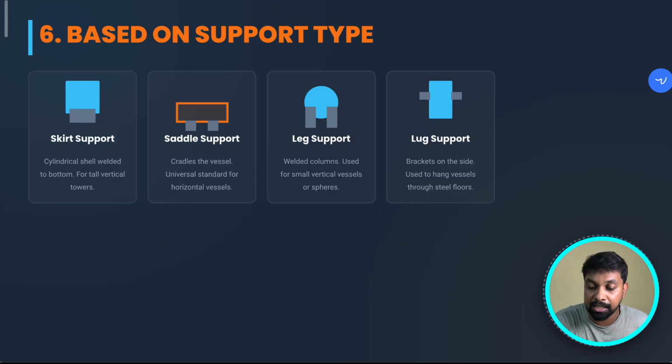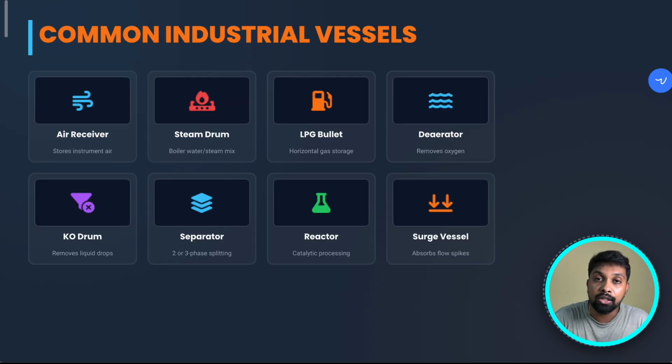If the pressure vessel is indoors, it is mostly lug type, because inside a closed area we have platforms and supports for this support lug. To hang a vessel, we can support it using the platforms. So based on the supports also we are going to separate the pressure vessels. And also pressure vessels will be different for each and every industry. The most common types are air receiver, steam drums, LPG bullets, deaerators, KO drum, separator, reactor, surge vessel.